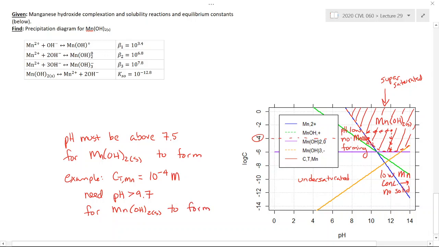In order to figure this out, you just look at where your CT is on the graph, and then you go over and figure out what is the pH that would cause it to start precipitating. And that's how you interpret the graph. Hopefully that's been helpful. See you next time.